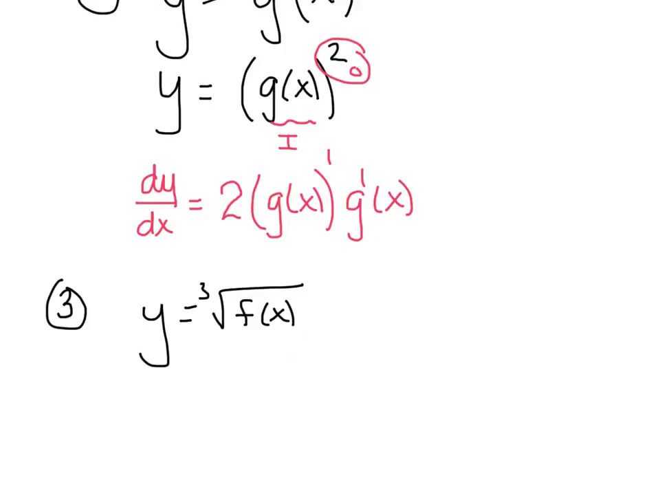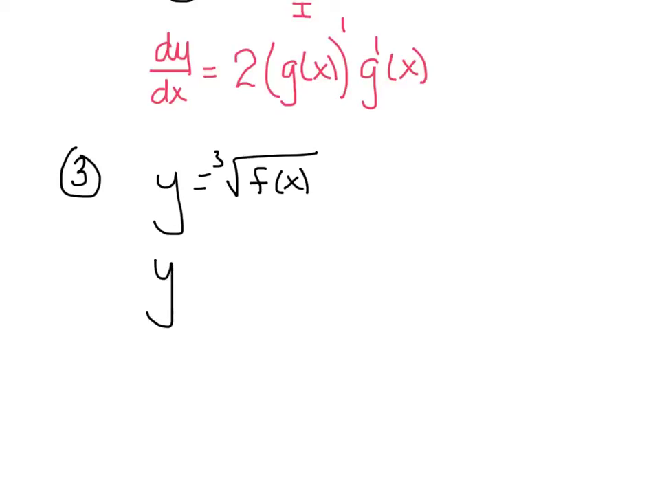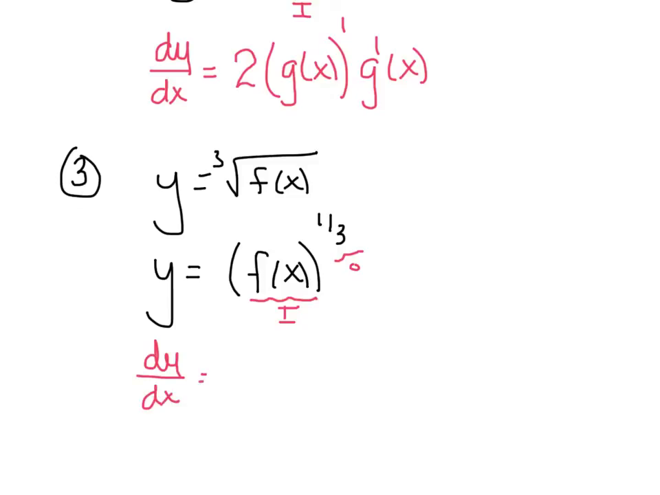Number 3, y equals the cubed root of f of x. So again, I want to practice rewriting. This is really y equals the quantity f of x, raised to the 1/3. Now, again, this is the quantity, that's my inside, this is my outside. So I've got dy dx equals 1/3, I'm doing the power rule, keep the inside, raised to, I'm going to subtract 3/3, so to the negative 2/3, times the derivative of the inside.